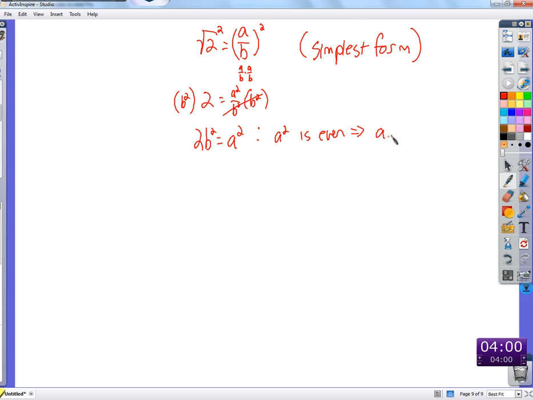which would have to mean that A is also even. Okay. So if A squared is even, then A would have to be even, because the only way to get an even numbered square is to square an even number to start with. So A is also even. So if A is even, then what we're really saying is that A is equal to 2 times some other number, K. So we could just replace A with 2K and square that.